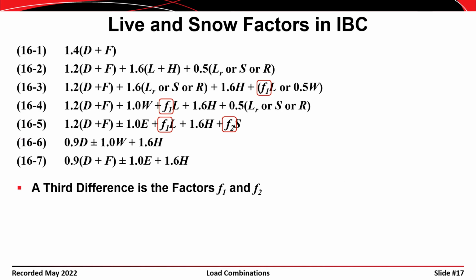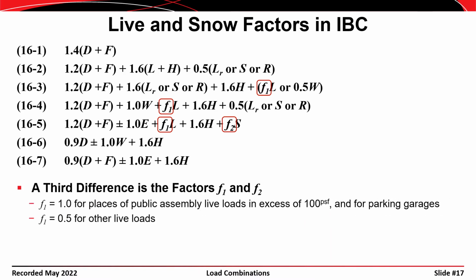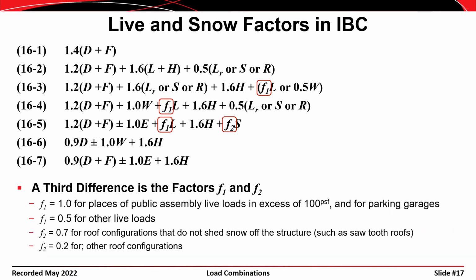Okay, a third difference is the factors F1 and F2 that are in the IBC load combinations. If you read the details of the International Building Code, it says that F1 is equal to 1.0 for places of public assembly and places where you have more than 100 pounds per square foot live load. It's taken as 0.5 for other live loads. Reading on, IBC also says that you take F2 equal to 0.7 for roof configurations that don't shed snow, or you take F2 as 0.2 for other roof configurations.